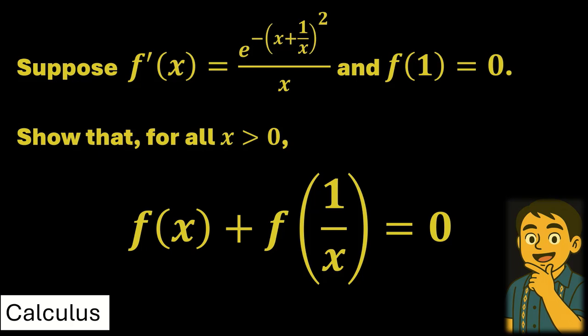Suppose f prime x is (e to the power of negative x plus 1 over x squared) over x, and the value of f(1) equals 0. You are asked to show that for all positive x, f(x) plus f(1 over x) equals 0. Obviously, this is a calculus question, but the difficulty lies in that, given such an f prime, it is almost impossible to get the function f using integration.